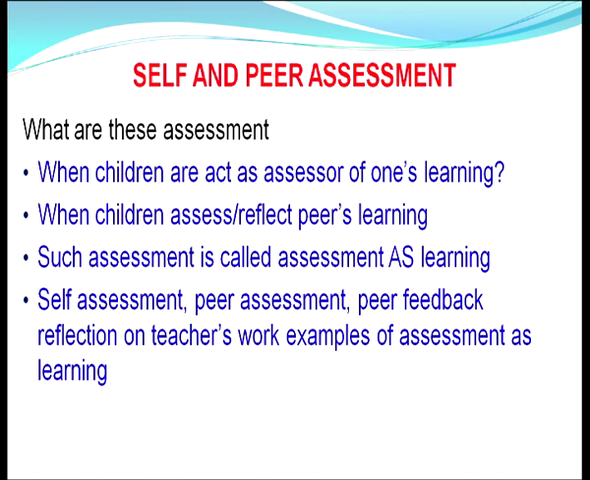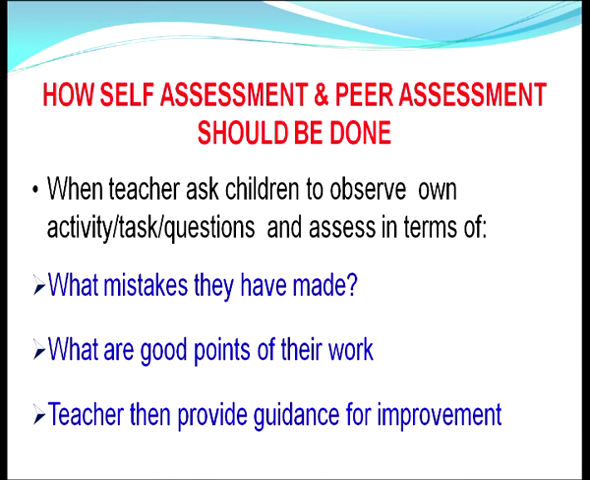Self-assessment, peer assessment and peer feedback, and reflection on the teacher's work are some examples of assessment as learning. So, how should self-assessment and peer assessment be done? These should be done when a teacher asks children to observe their own activity or task in terms of what mistakes they have made and what the good points of their work are, and the teacher then provides guidance for improvement to each child, or to the group, as per the need of the classroom.